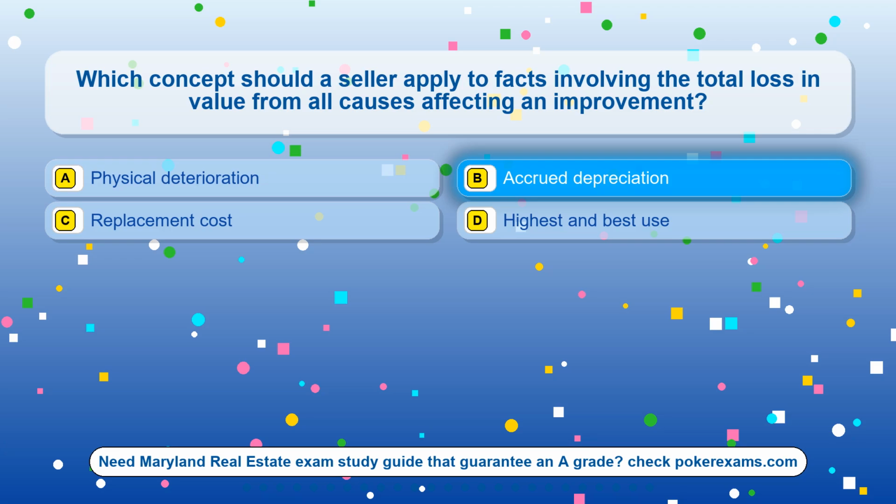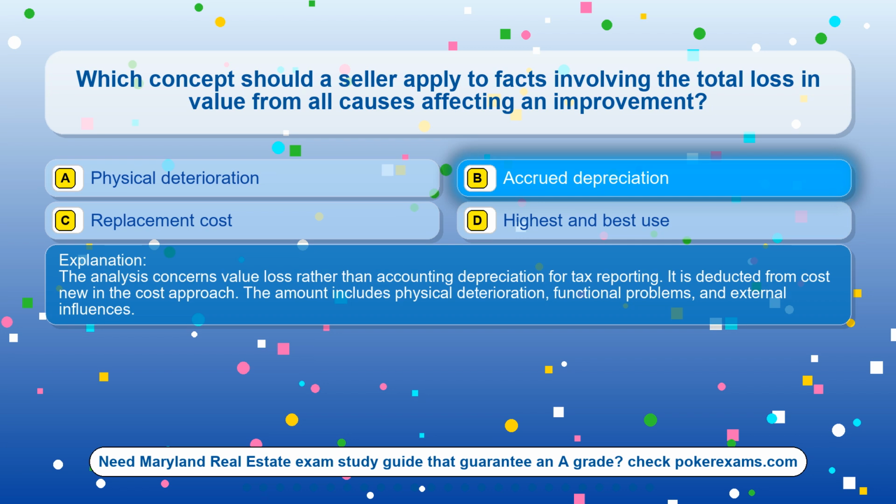The correct answer is option B, accrued depreciation. The analysis concerns value loss rather than accounting depreciation for tax reporting. It is deducted from cost new in the cost approach. The amount includes physical deterioration, functional problems, and external influences.